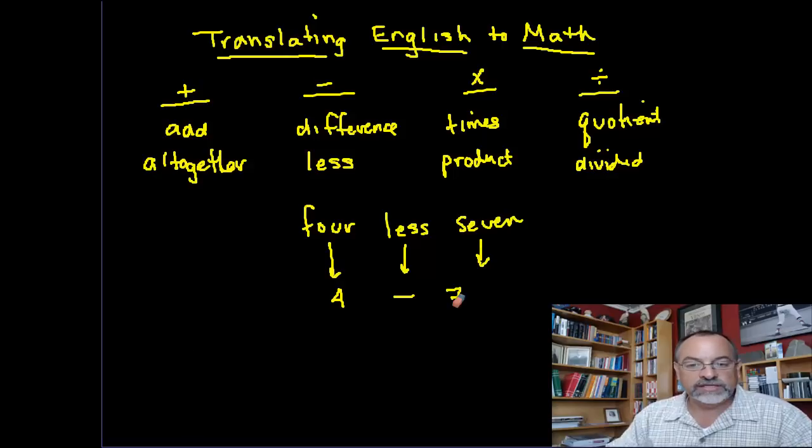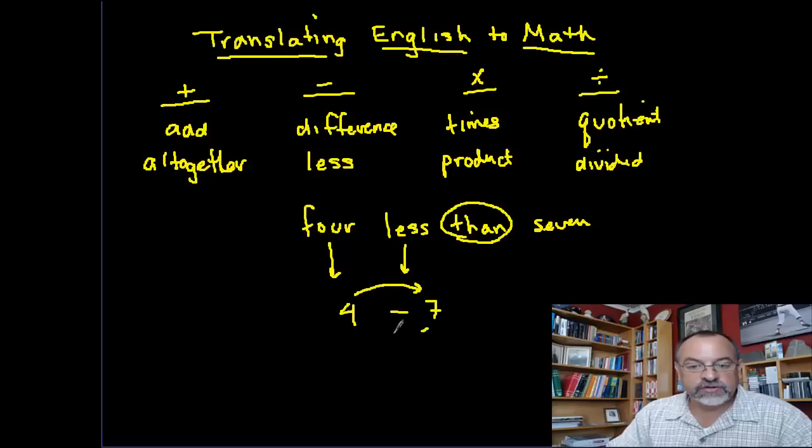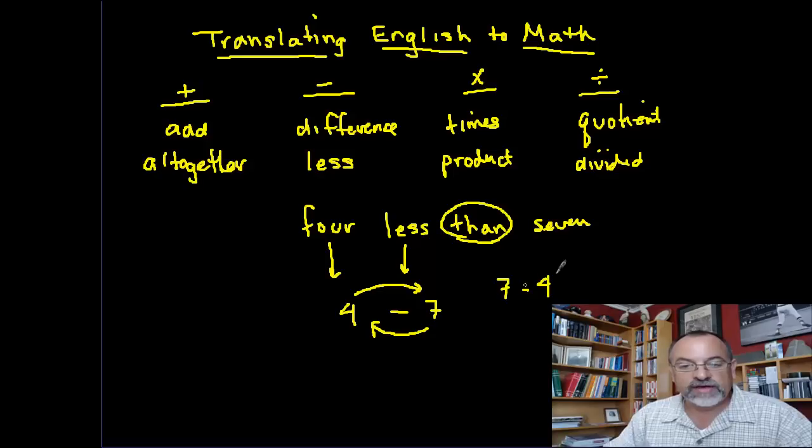Now, let's just add one word. 4 less than 7. So 4, math symbol. Less, math symbol. Here's that word "than." Circle that in your mind for right now, and then 7. Now what this word means here is I have to switch these two. So the 4 has got to go here and the 7 there. So actually this translated should be 7 minus 4. It's still 4 less 7, but the word "than" means I have to switch the order.